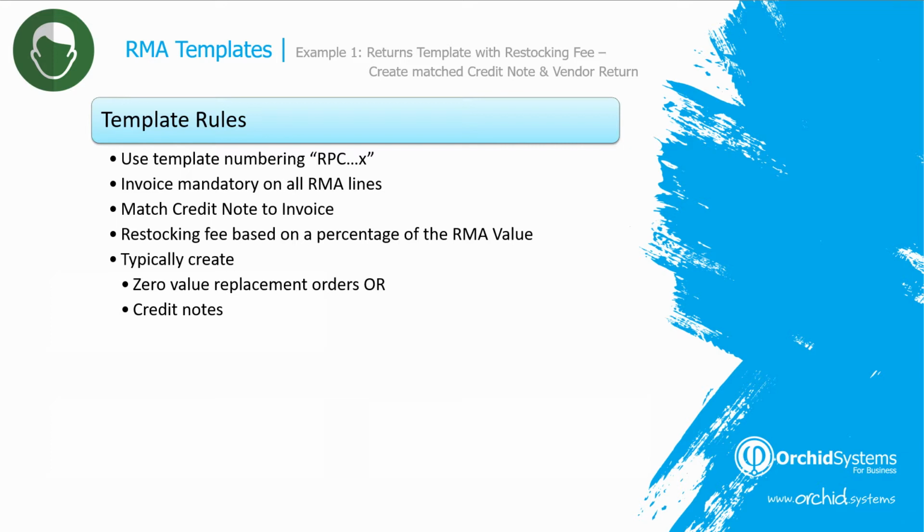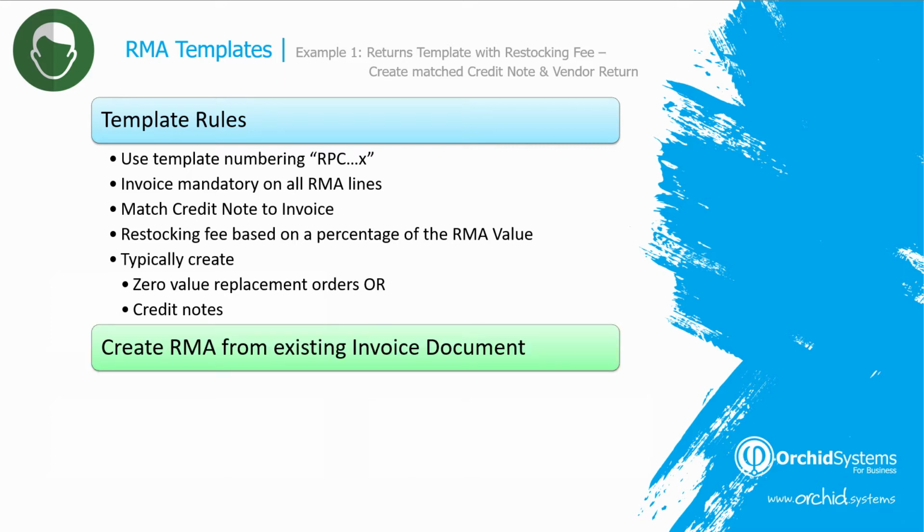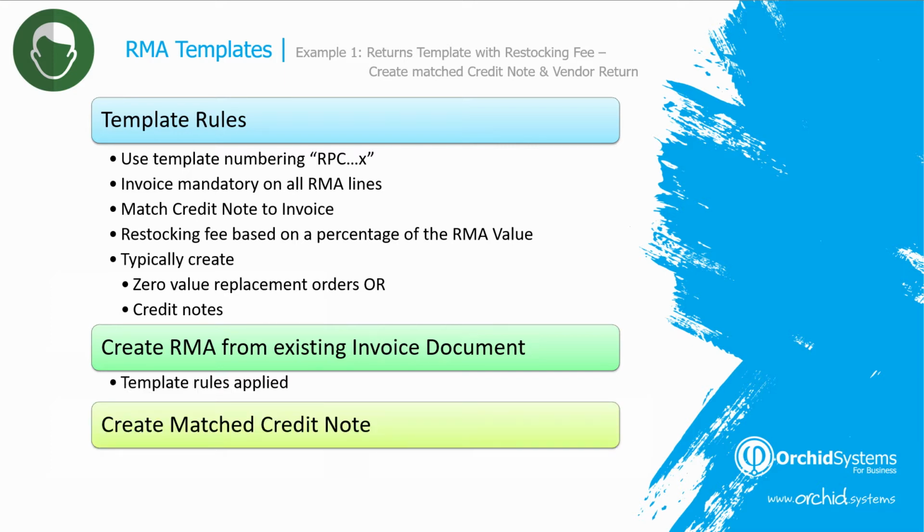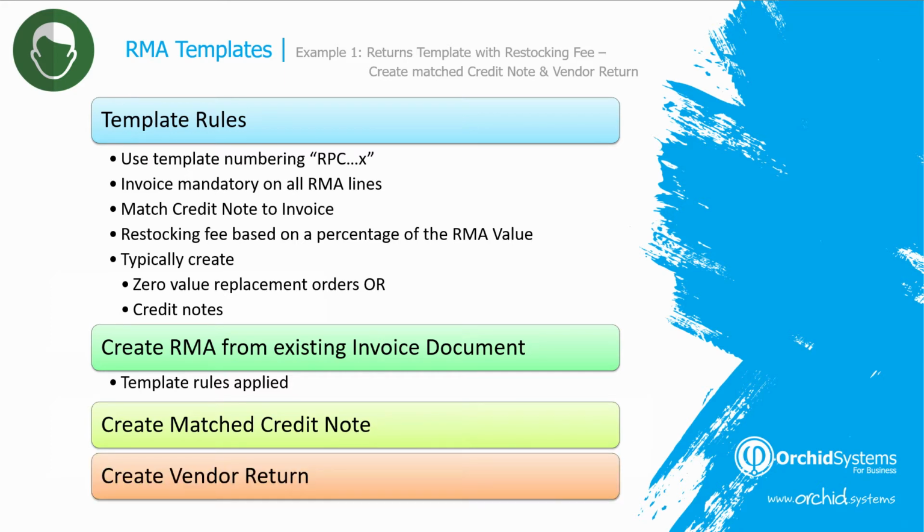We're going to make the invoice mandatory on all the RMA lines. So for any return, we need to provide the invoice first. And when we create a credit note, we're going to match the credit note to the invoice. We're also going to automatically charge a restocking fee based on a percentage of the RMA value. Our other option is to do a fixed restocking fee. And then we're going to create the RMA from the invoice document and apply the template rules. And then we're going to create a matched credit note, and then we're going to create a vendor return.